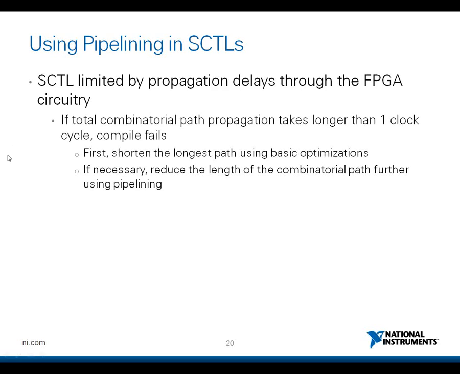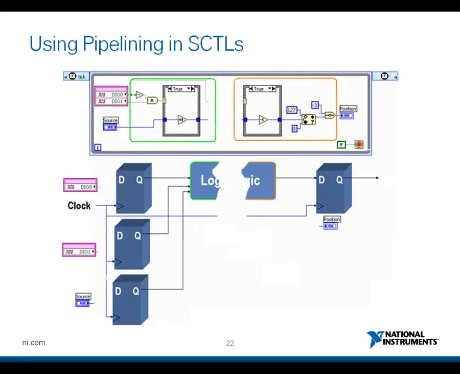So to reduce the length of the combinatorial path, first simplify the logic as much as possible. Once you have reduced the logic to its simplest form, you can further reduce the length of the combinatorial path by dividing the logic into discrete steps and pipelining your design. Now we can see a block diagram on our screen where within this SCTL the combinatorial path is too long for the FPGA to successfully compile. Now here you must reduce the combinatorial path by pipelining the block diagram. Let us see how it is done.